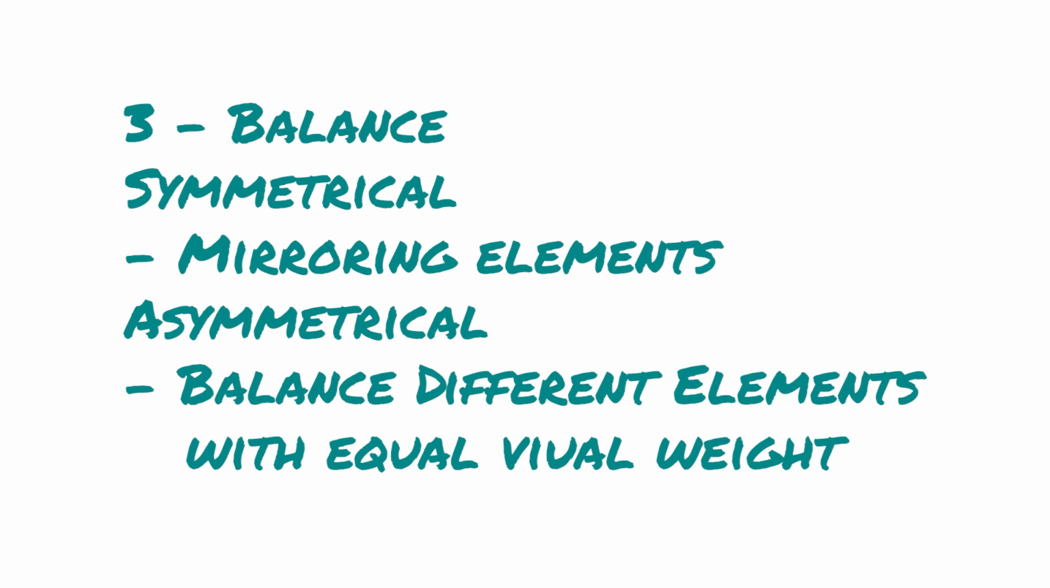Third is balance. We have symmetrical balance. We achieve this by mirroring elements on both sides of our composition. This will create more of a formal or a stable feel. And then there's asymmetrical balance, and this will involve balancing different elements that have equal visual weight. And this will offer more of a dynamic and interesting composition.